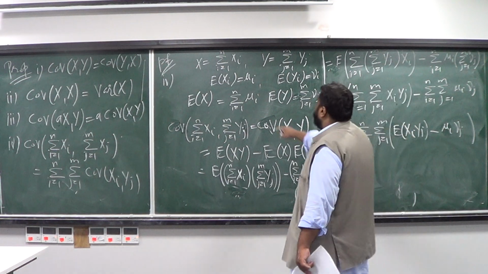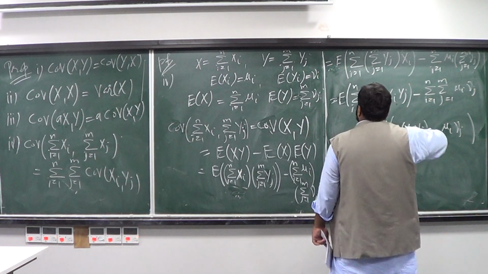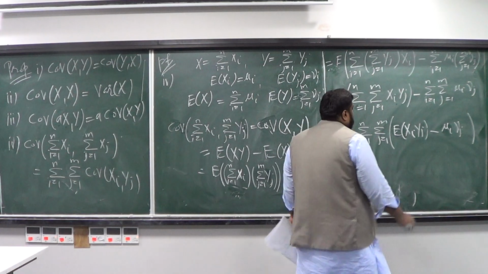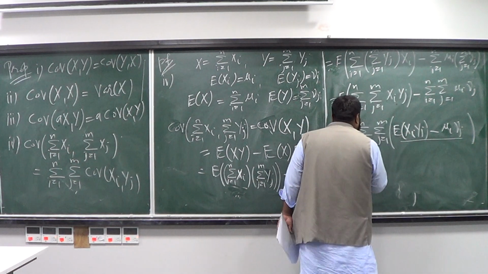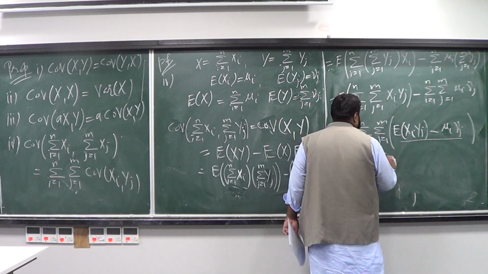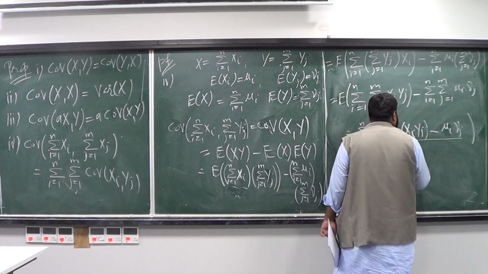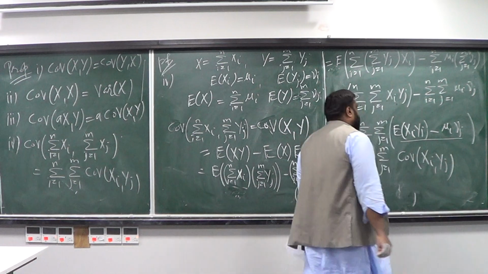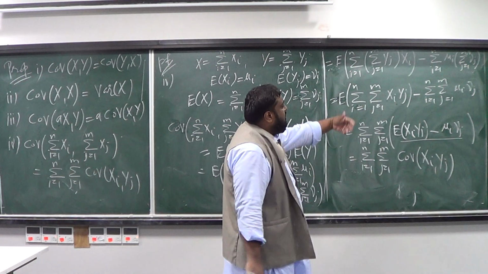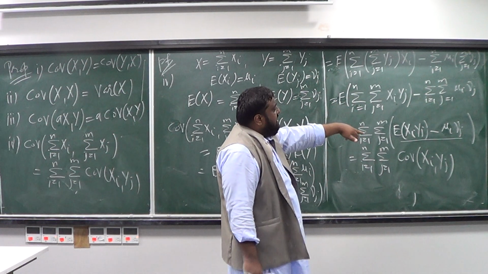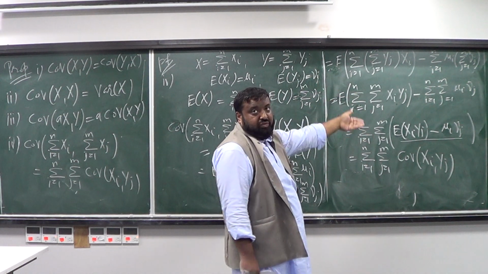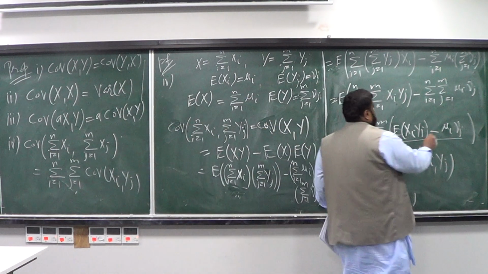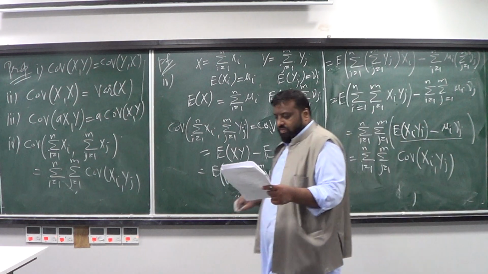Now if you see, mu i is the expectation of Xi and nu j is the expectation of Yj. So this is the precise definition, with i equal to 1 to n and j equal to 1 to m, of the covariance of Xi and Yj, because the covariance of Xi and Yj is going to be the expectation of Xi times Yj minus the expectation of Xi times the expectation of Yj. So we have this precise expression. It seems a complicated expression, but it's not really complicated.